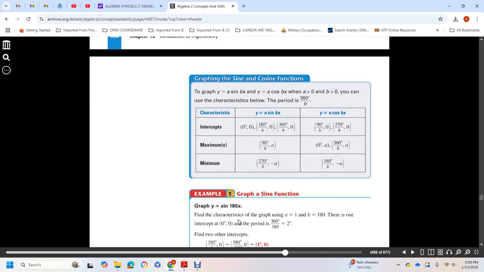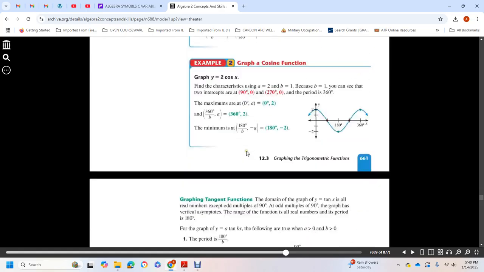Graphing sine and cosine functions. To graph y equals a sin bx and y equals a cosine bx, where a is greater than 0 and b is greater than 0, you can use the characteristics below over the period 360 over b. Intercepts, x and y, are 0 degrees, 180 degrees over b, 360 over b, and minimum and maximums. So we have 180 over b, 360 over b, and then 90 over b, so now the intercepts.